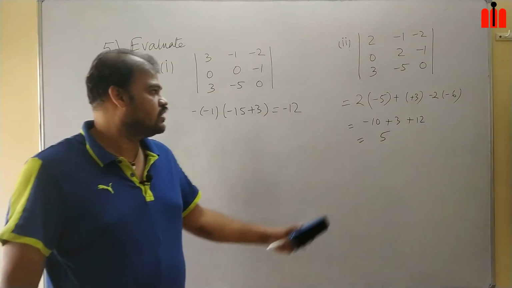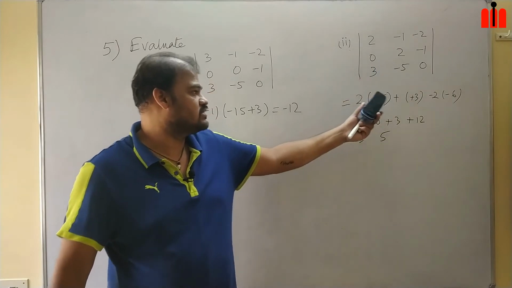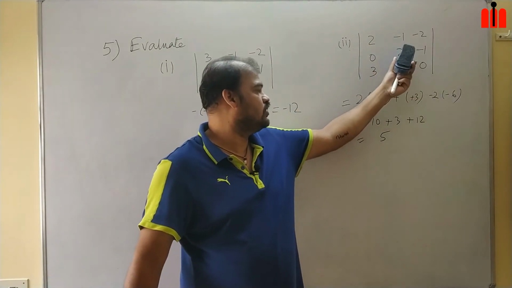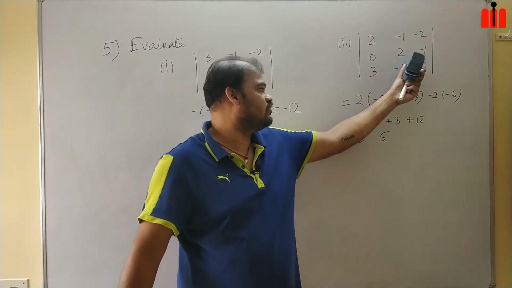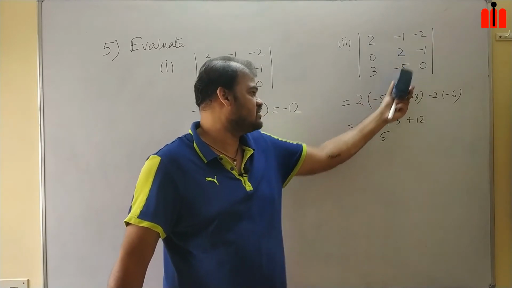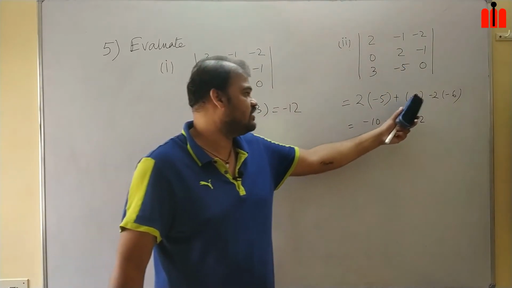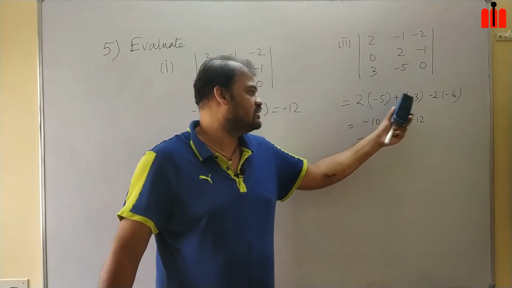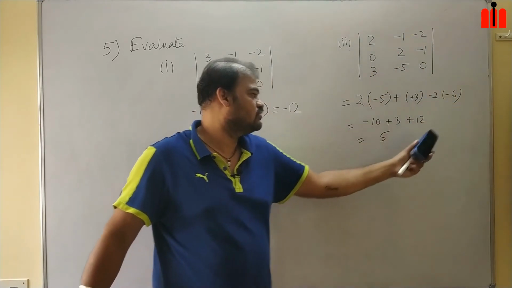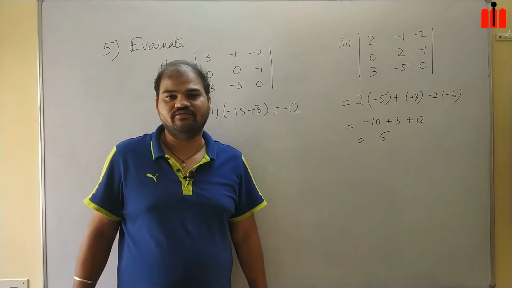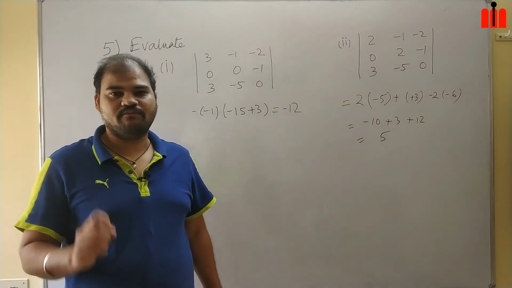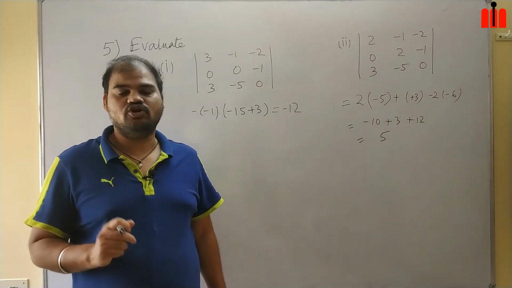You understood here, right? Here it is 2 into 0 into 2 is 0, minus 1 into minus 5 plus 5, 0 minus 5, it is minus 5. So like that we have to put it for each and every element of the first row. Then we will come up with 5. This completes problem number 5. Let's move on to problem number 6.